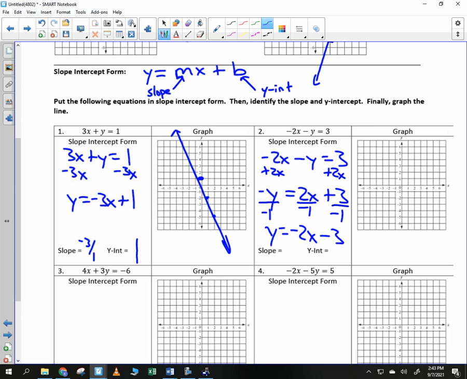So my y-intercept is negative 3. My slope is negative 2. You can write it as negative 2 or you can write it as negative 2 over 1. Either way is fine.